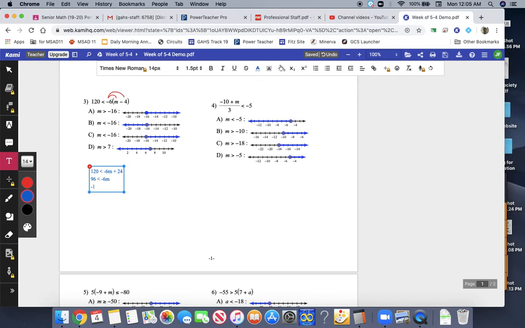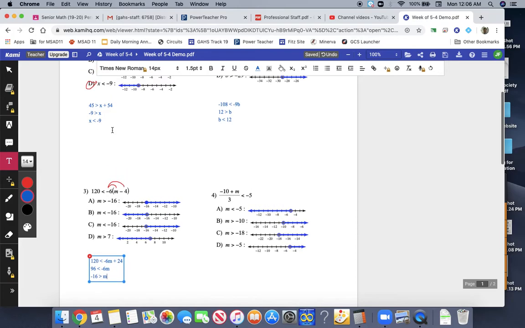Negative 16. And because I divided by a negative, I gotta flip that thing around. That's why I like taking it one step at a time. Just do one thing, see what's next. And then just like the problems before, x was on the wrong side, b was on the wrong side, m is on the wrong side.